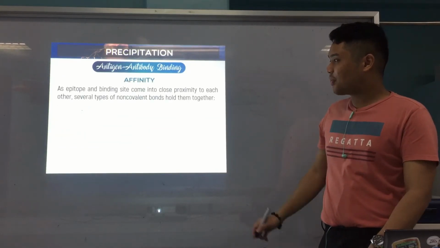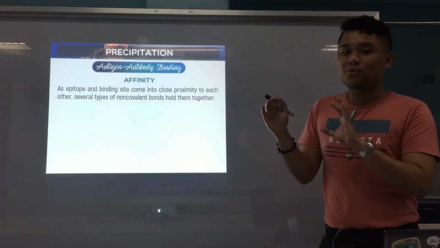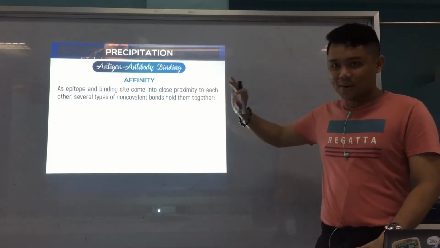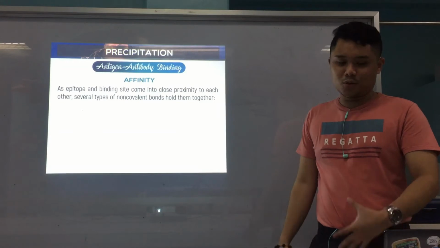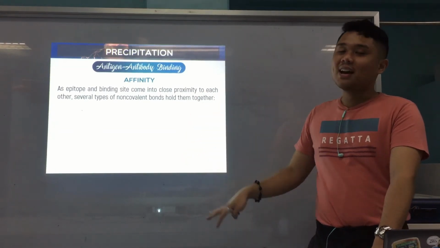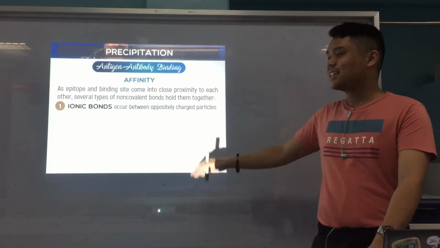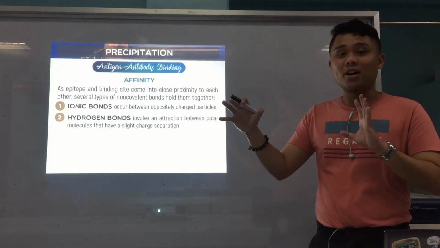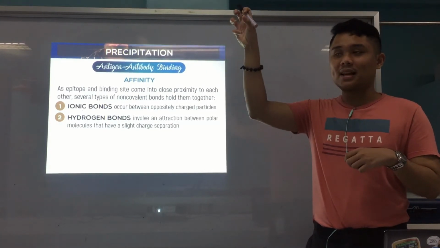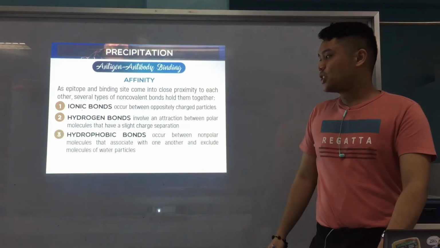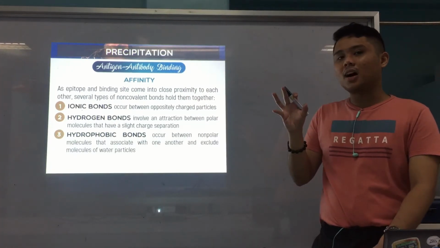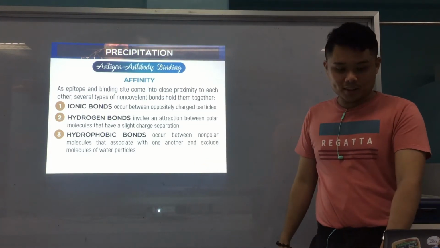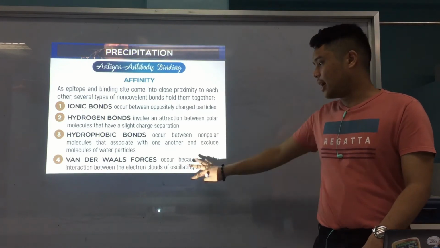So we'll start first with affinity. If the antigen and antibody bind with the epitope and the Fab, several non-covalent bonds are involved. This is just a review of your general chemistry. First is ionic bonds, oppositely charged particles. Hydrogen bonds are between polar molecules, usually involving hydrogen. Next, you have hydrophobic bonds. By the name itself, these do not like water: non-polar molecules that exclude water molecules. And lastly, the van der Waals, the dipoles.